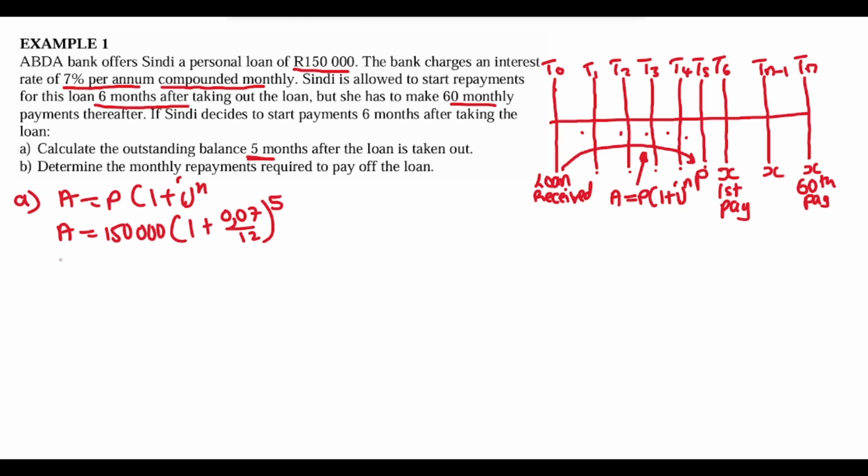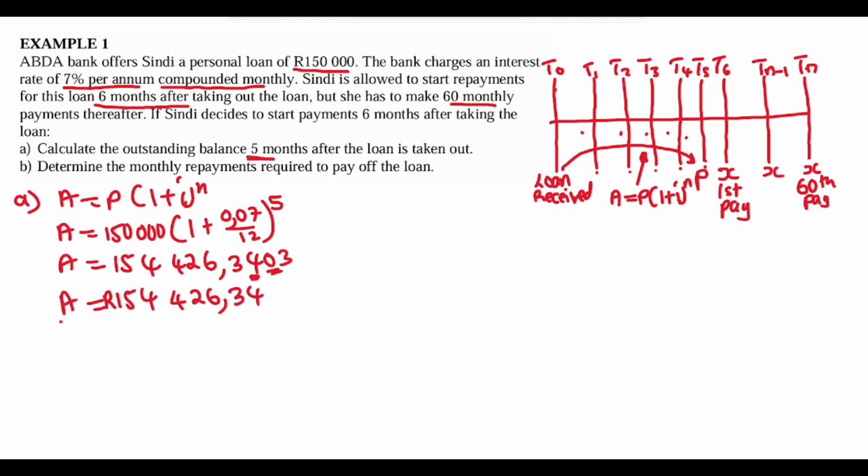Let me just put this in the calculator. You get A is equal to 154,426 rand 3403. We round off to 2 decimal places, and the 4 will not change there. So it becomes A is equal to 154,426 rand and 34 cents. That is A there. This is the outstanding balance 5 months after the loan is taken out.